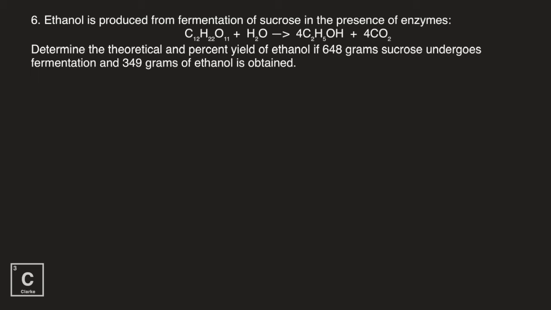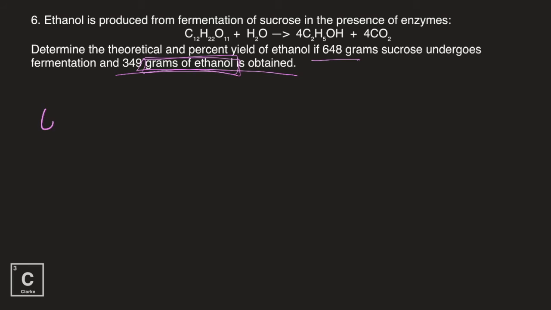Question 6. Ethanol is produced from the fermentation of sucrose in the presence of enzymes. And then here is this reaction. Determine the theoretical and percent yield of ethanol if 648 grams of sucrose undergoes fermentation and 349 grams of ethanol is obtained. Again, this is just a stoichiometry problem because we have one given. We need to solve for grams of ethanol, and we need to find our theoretical yield to match our actual yield.